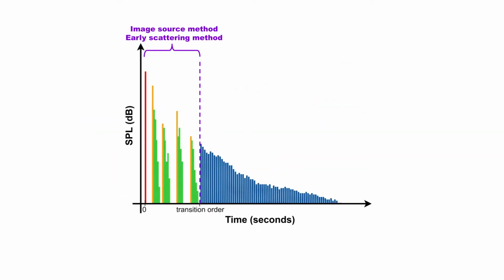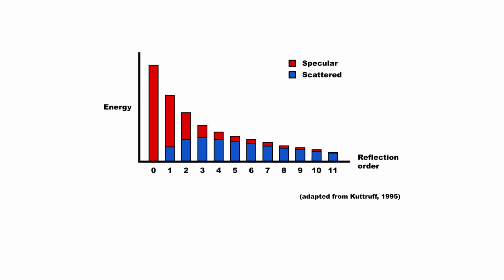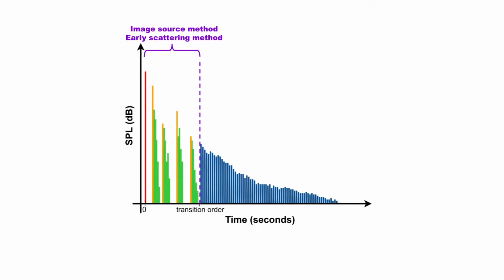The image source method and early scattering method are only used up to the transition order for a couple of reasons. The first is that at higher reflection orders, the number of calculations grows exponentially. And the second is that specular energy becomes less important at higher reflection orders. Therefore, after the transition order, ODEON uses a different method that's more efficient and more focused on scattered energy. This would be the ray radiosity method, which is a modified version of ray tracing.